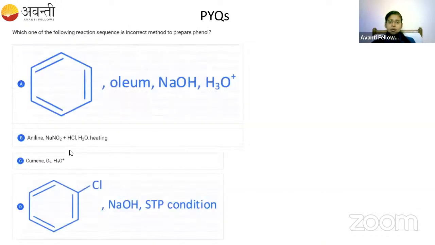Now coming to the third question: which one of the following reaction sequences is an incorrect method to prepare phenol? For the preparation of phenol, we have studied four methods, four reactions. You have to find out the incorrect method. Which one is incorrect?